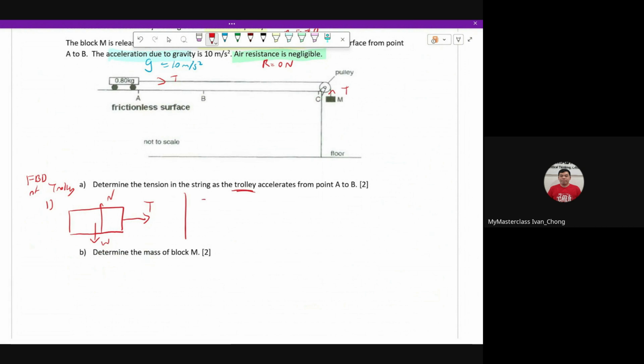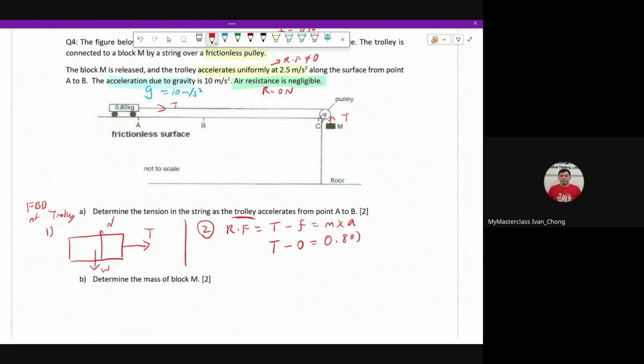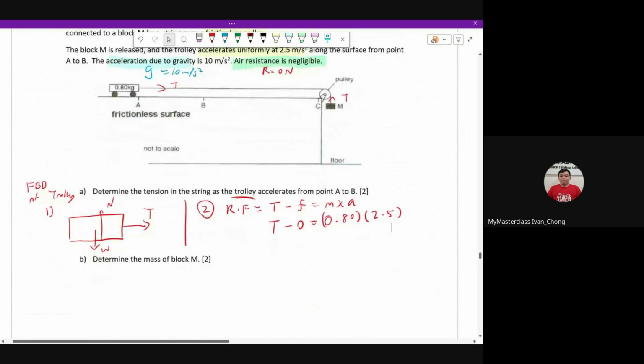So number 2, resultant force is going to be tension minus small f is m times a. Okay, so tension, we don't know what the value is. Small f is 0. What's your m? m is 0.80 kg. And what's a? a is 2.5, because the acceleration of your block and your trolley are going to be the same. The tension will just be 2.0 newtons to SF, for those who are wondering.